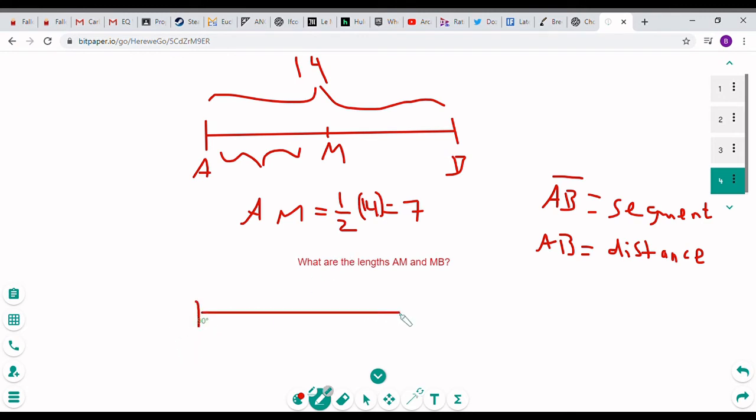Here's a similar problem. Let's say we have the midpoint, and we have two points, let's call them a different name, two good letters, C and D. Feel free to pause anytime you need to for these examples. M is going to be the midpoint, and let's say that this is 8. Then what is CM?